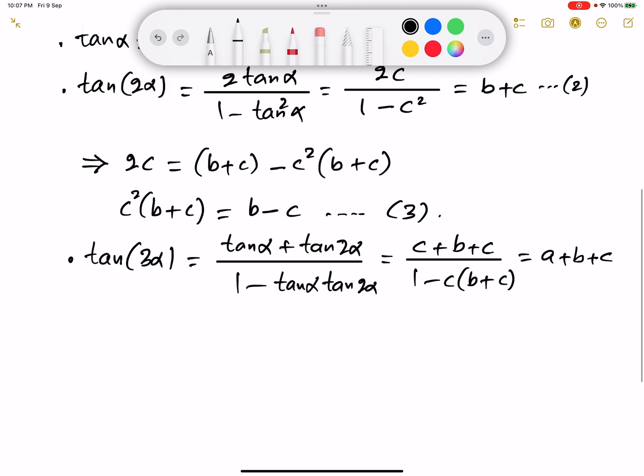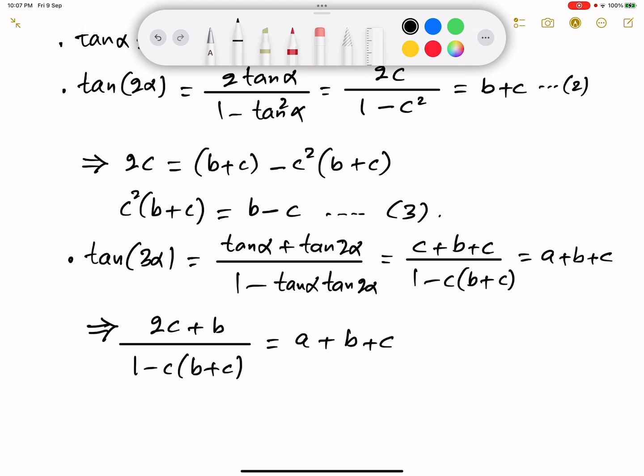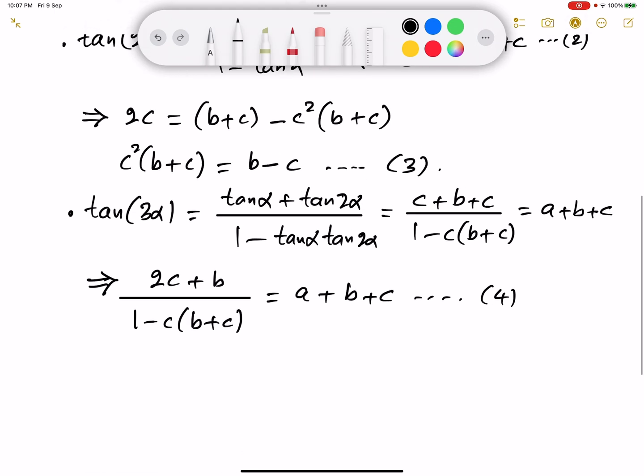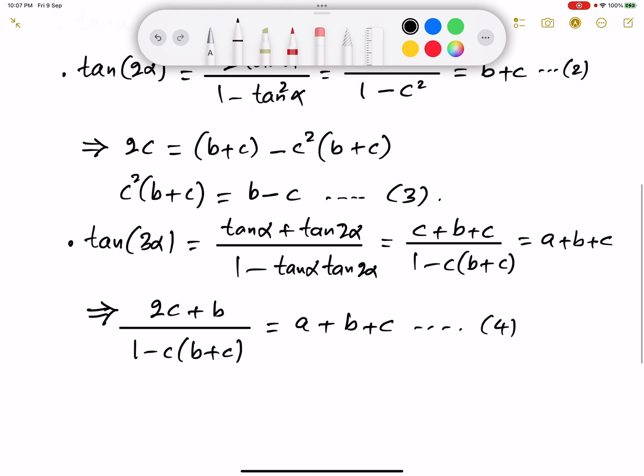This equation can be rewritten as: twice C plus B divided by 1 minus C multiplied by B plus C equals A plus B plus C, and I'm going to call this equation number 4. Now I'm going to combine equation number 3 and equation number 4.